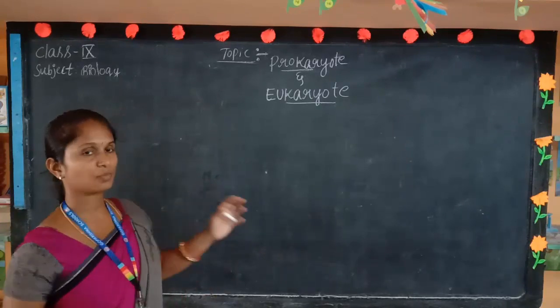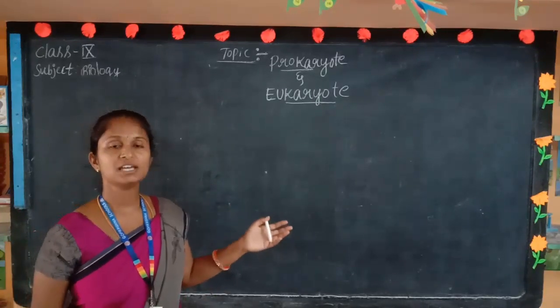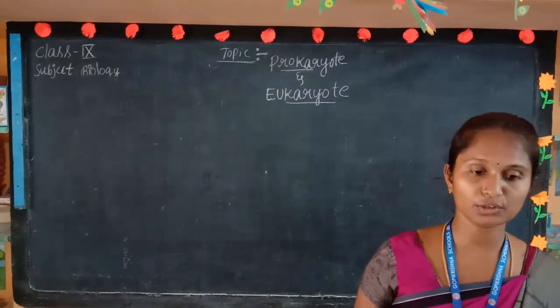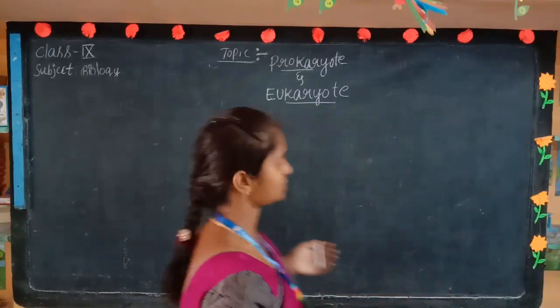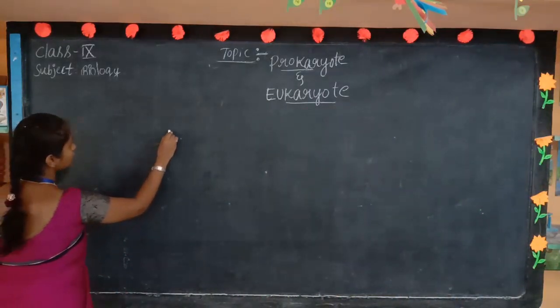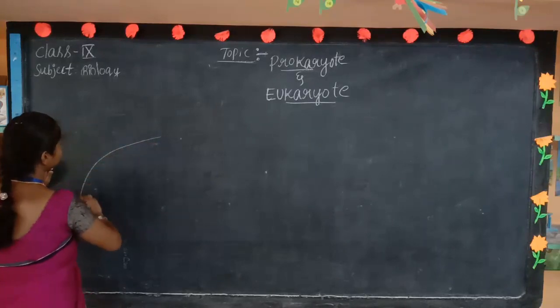What I am going to draw now is the basic cell structure of a prokaryotic and eukaryotic cell. First I am going to draw the structure of the prokaryotic cell. Observe it very neatly, very slowly.